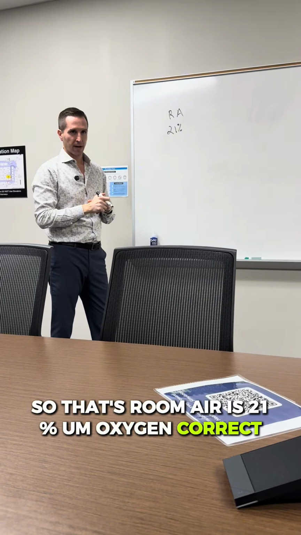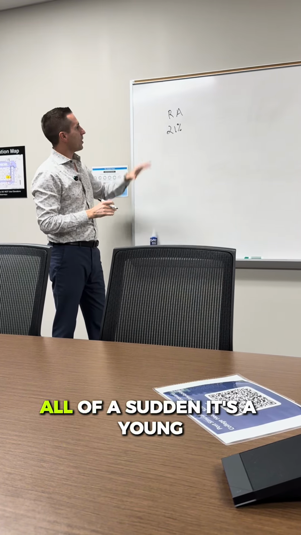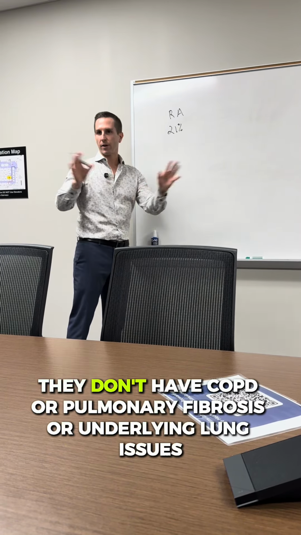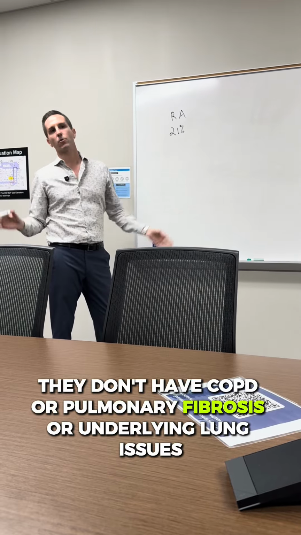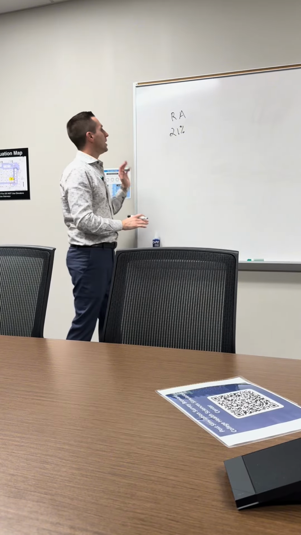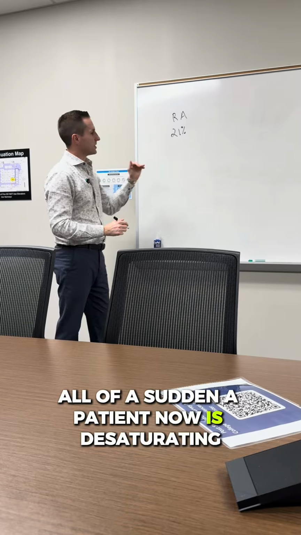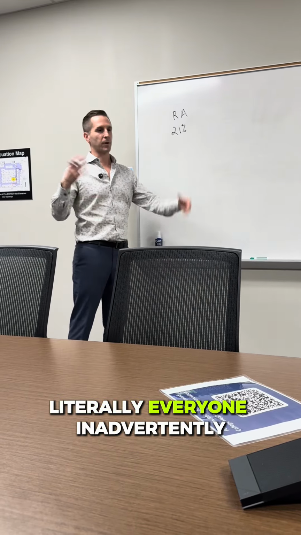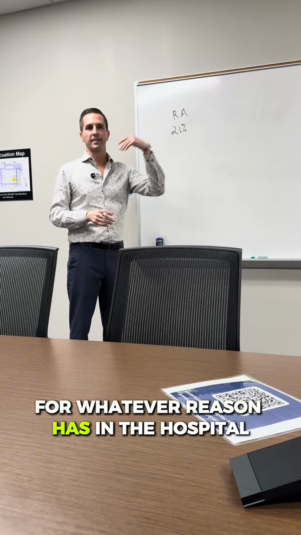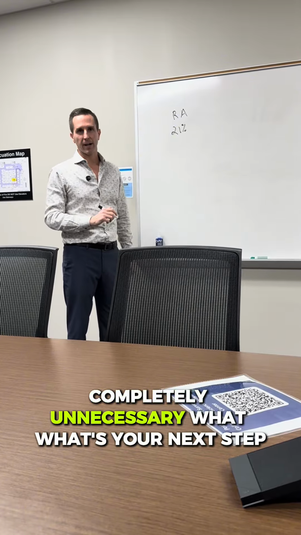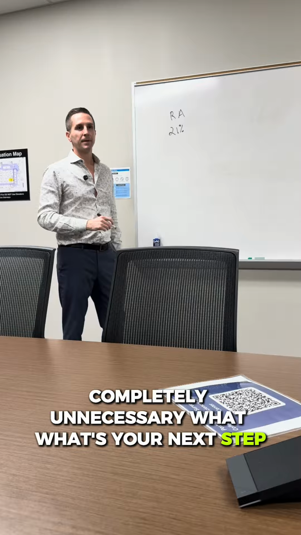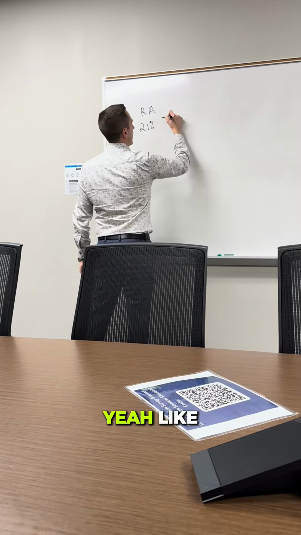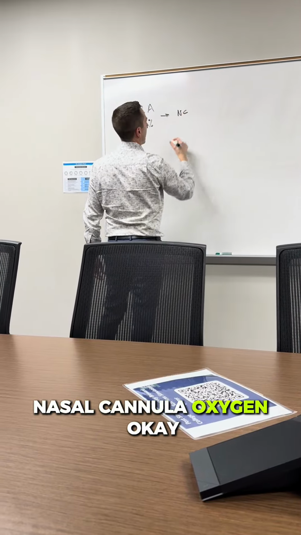oxygen, correct? Okay. So now all of a sudden, it's a young, normal patient. They don't have COPD or pulmonary fibrosis or underlying lung issues. All of a sudden, a patient now is desaturating. What's the first move that literally everyone inadvertently, for whatever reason, has in the hospital that's completely unnecessary? What's your next step? Yeah, nasal cannula oxygen, okay?